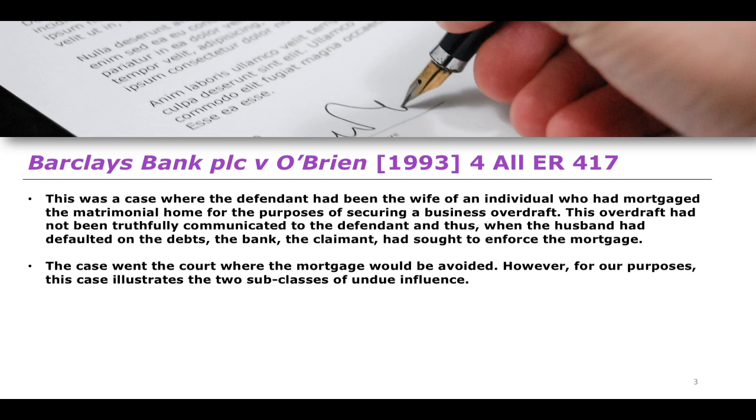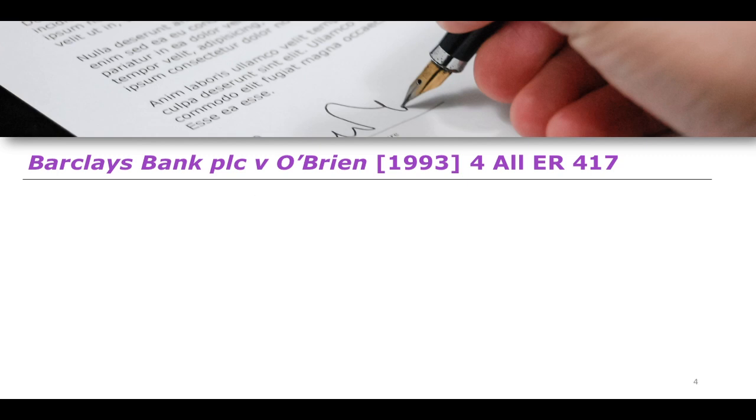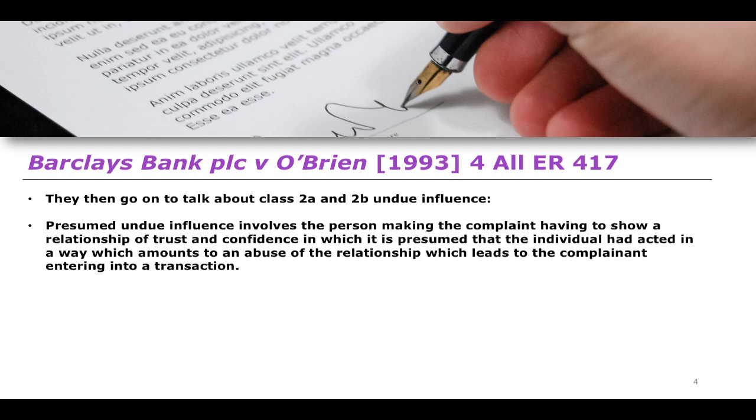However, for the purposes of this case, what is important to note is that it was a case in which the courts discuss the concept of undue influence which is presumed, and the concept that undue influence which is presumed can be divided into two main subclasses, two main kinds of presumptive undue influence. So they first divided it into actual undue influence on the one hand and then presumed undue influence on the other hand, and then they went on to talk about the fact that there are two classes of undue influence, and the courts divide these into class 2A and class 2B.